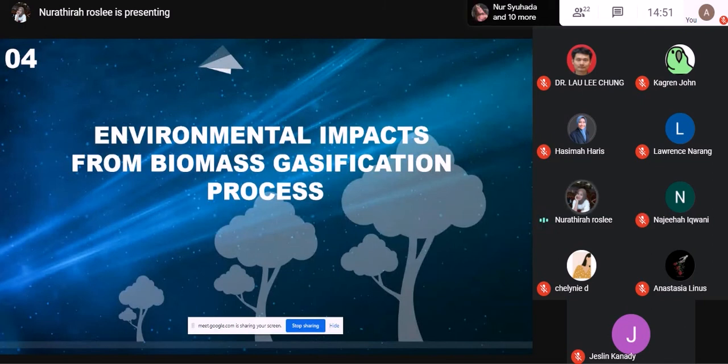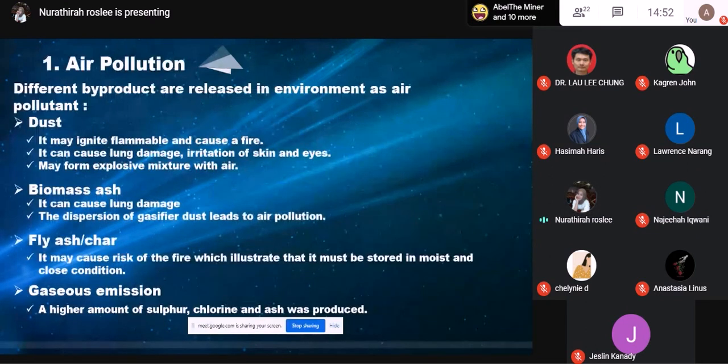The first one is air pollution. During the process of gasification, different byproducts are released into the environment as pollutants that lead to adverse effects on both the environment and human health. Dust is one of the air pollutants generated during feedstock preparation, storage and handling, feeding and fly ash removal. Some types of gasifier may produce hot particles as a consequence of malfunction or equipment fault. It may ignite flammable material and cause a fire. The dust can also cause lung damage, irritation of skin and eyes, and may form an explosive mixture with air.